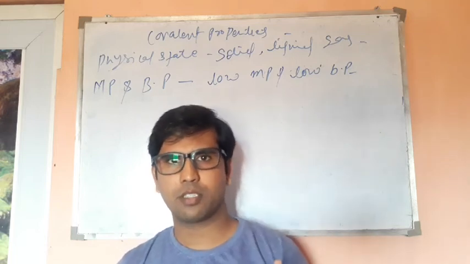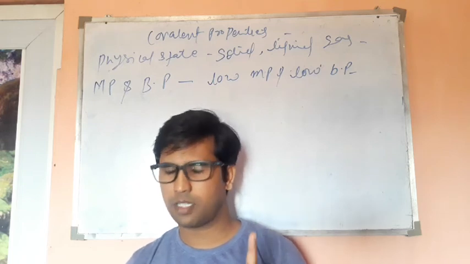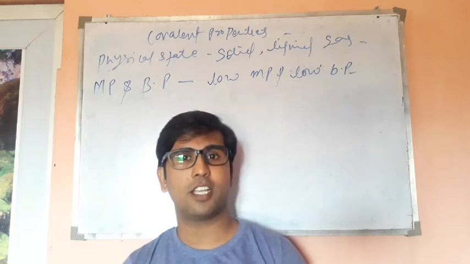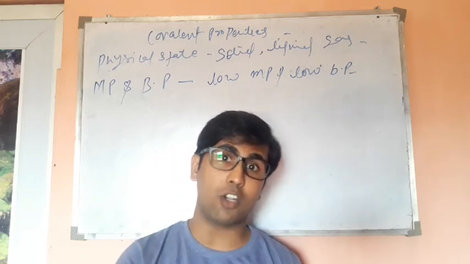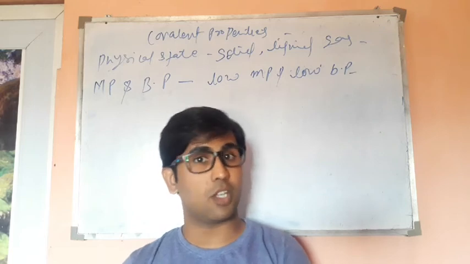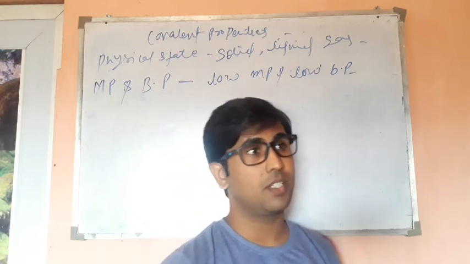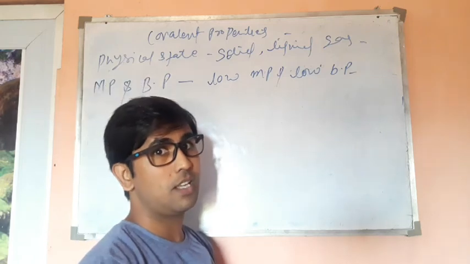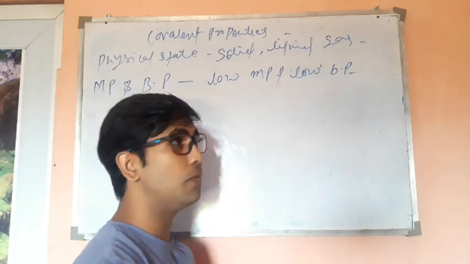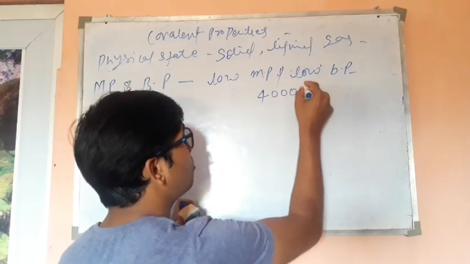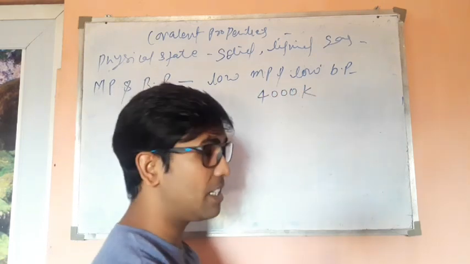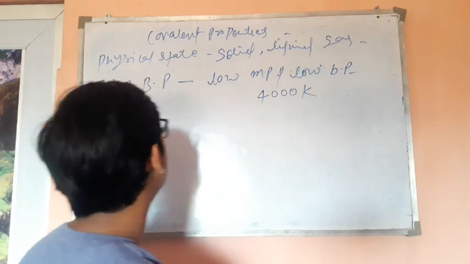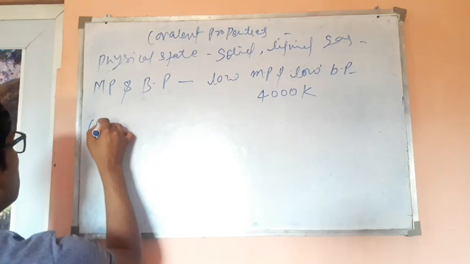There's an exception, and that is diamond. Diamond is actually very strong. In its natural state, diamond is very strong, having covalent bonding, but the same does not happen with all covalently bonded molecules. Generally they have a low melting point and low boiling point, except diamond, which has a melting point of 4000 Kelvin. That's pretty high.